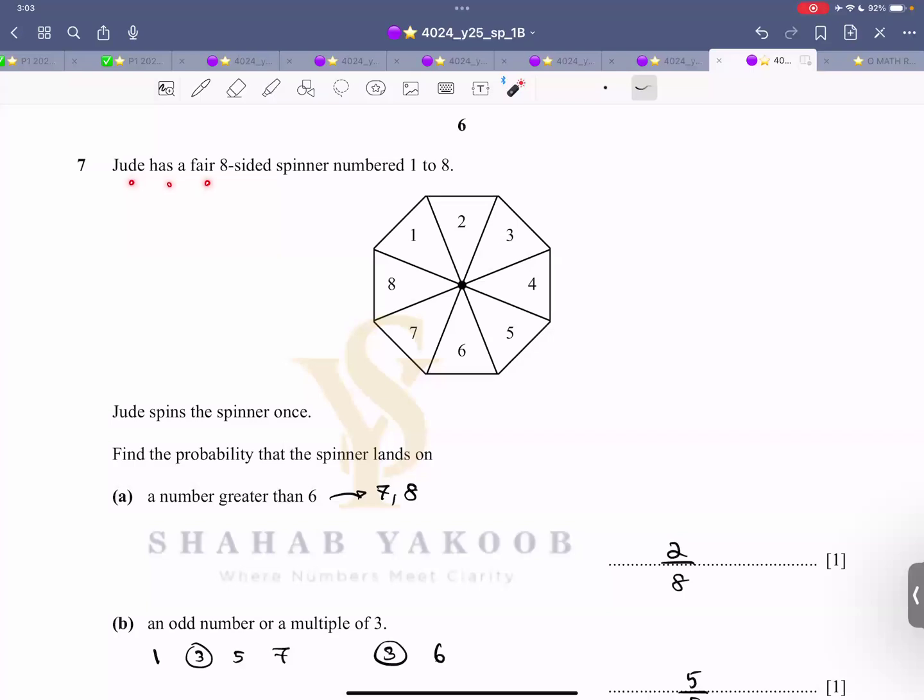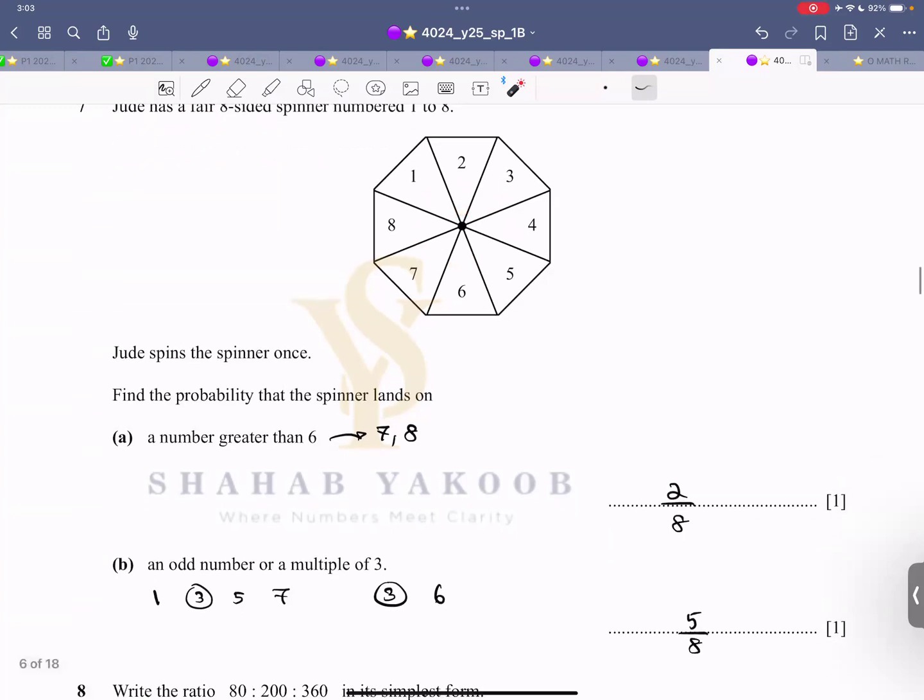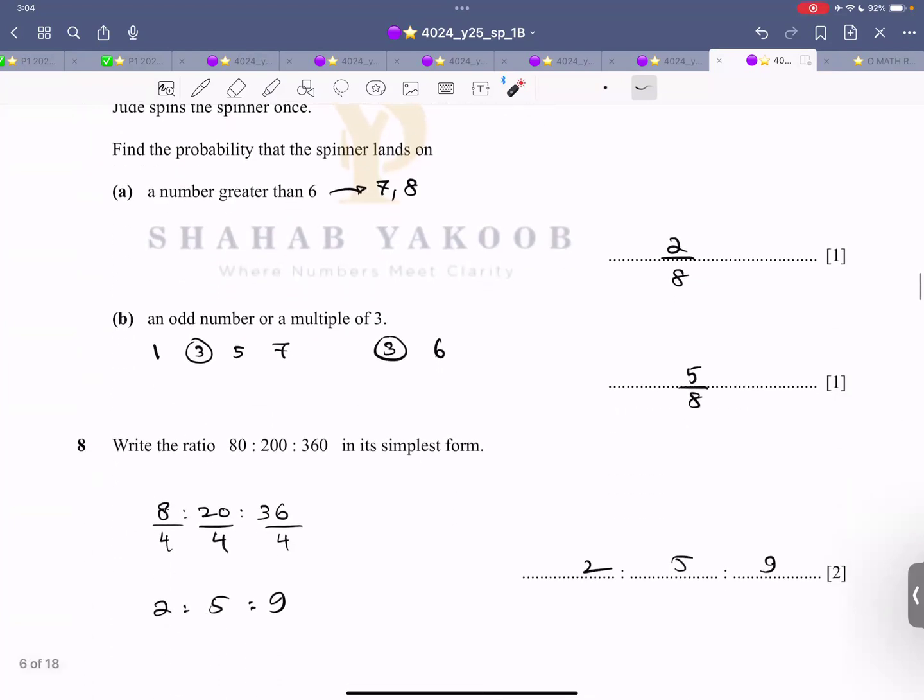Jude has a fair 8-sided spinner numbered 1 to 8. Fair, all the probabilities are equal. All these sector angles are equal. She spins once. Find the probability the spinner lands on a number greater than 6. A number greater than 6 means 7 and 8. That is 2 out of 8. No need to reduce it.